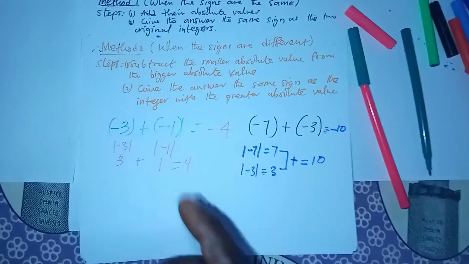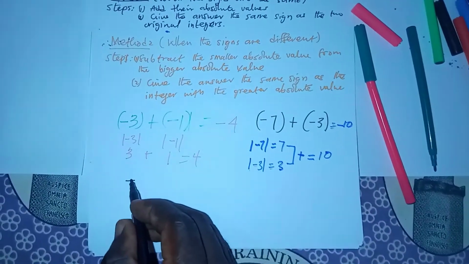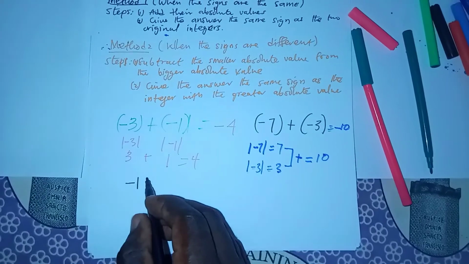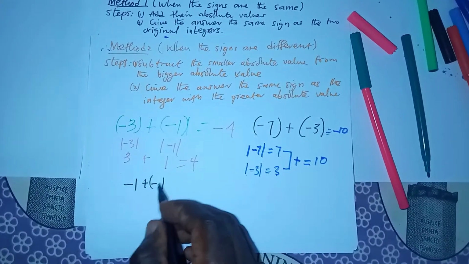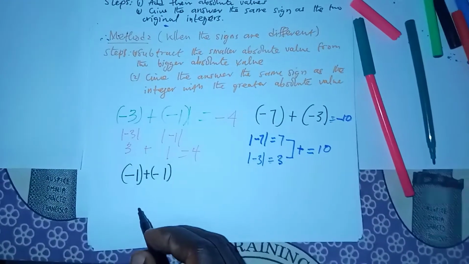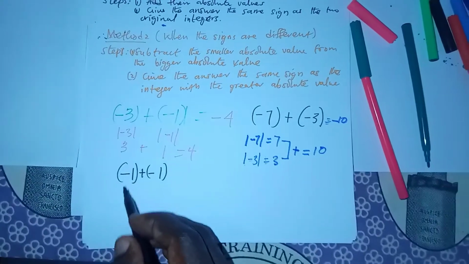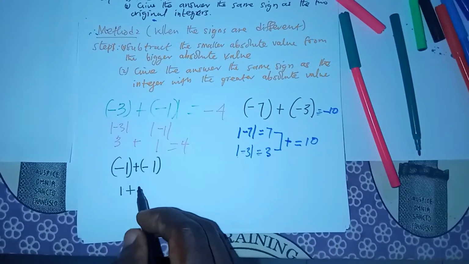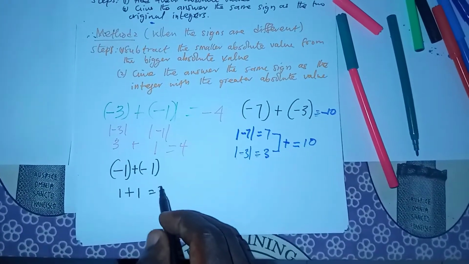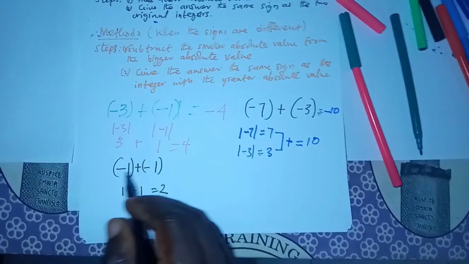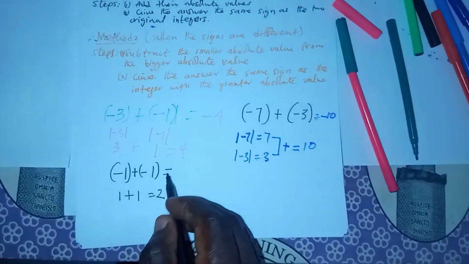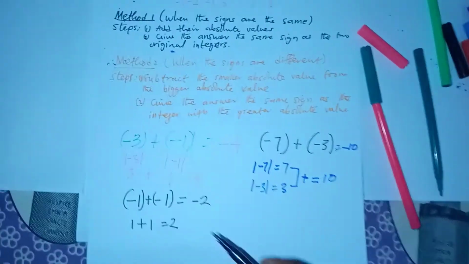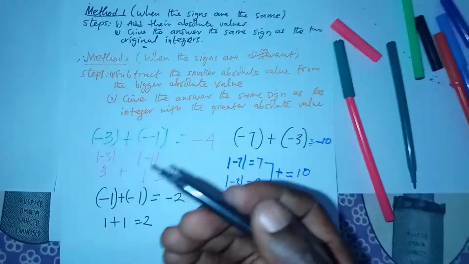So when we have -1 plus -1, the absolute value of -1 is 1. The absolute value of this -1 will also be what? 1. So it means we are having 2. What is the original sign? The original sign is negative, so we have -2. So that is how we add integers that have the same sign.